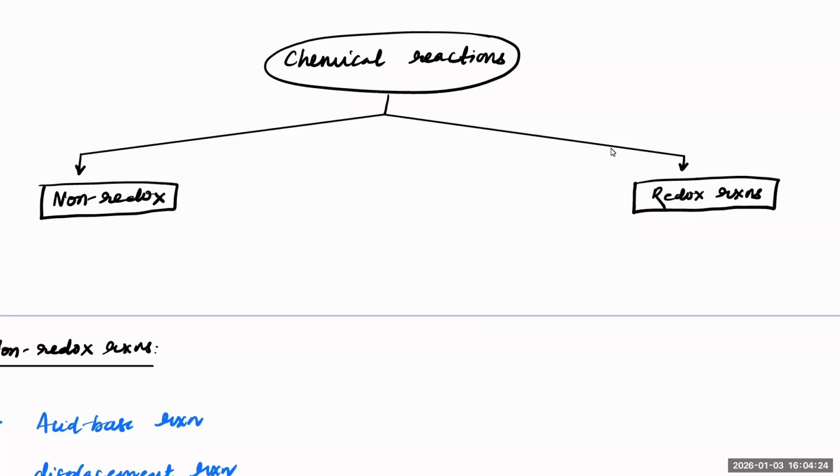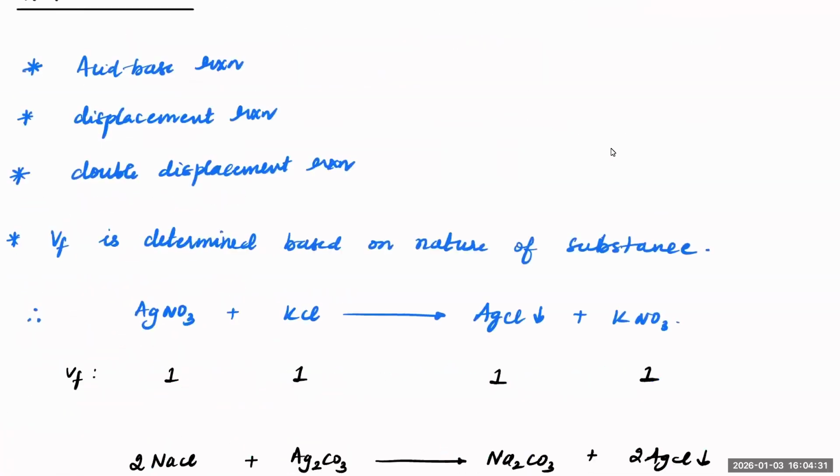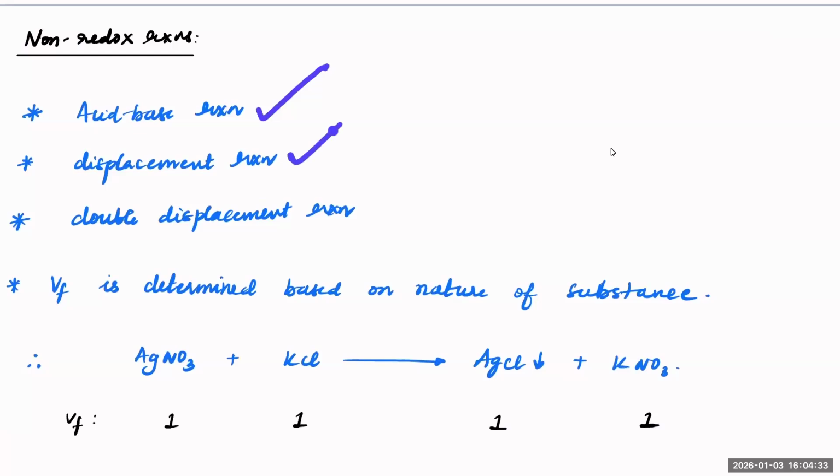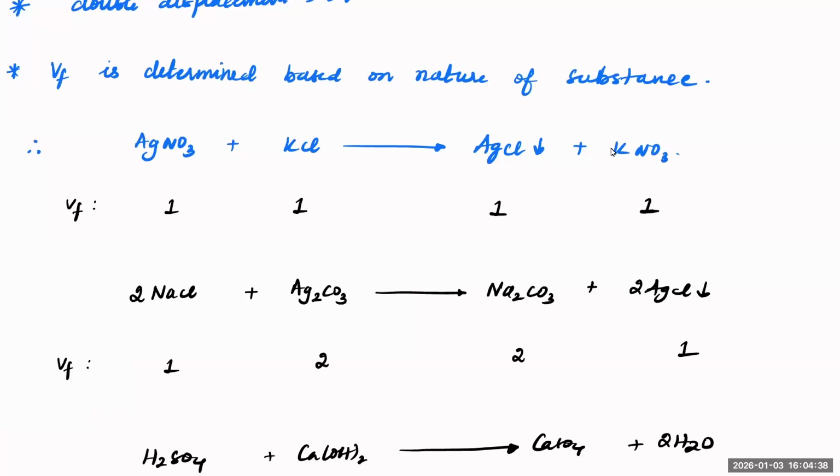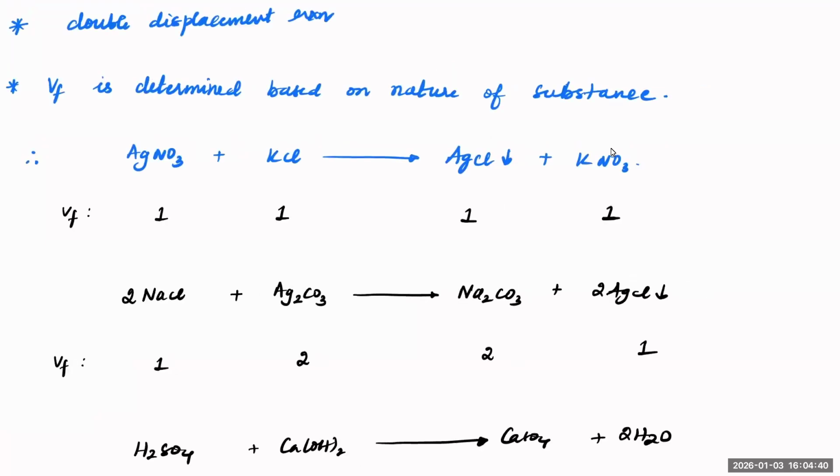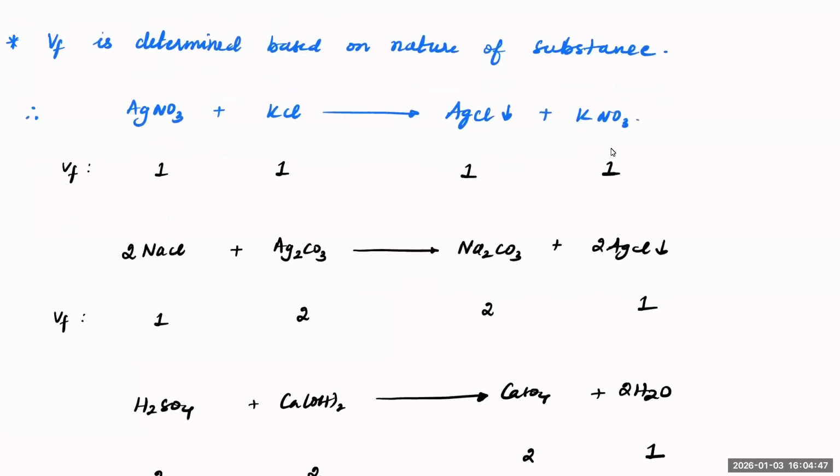We discussed this idea that chemical reactions can be categorized into non-redox and redox kind. While non-redox reactions include acid-base and double displacement types of reactions, you could notice the valency factor in the compounds is determined on the basis of the nature of that substance, whether it is an acid, base, or a salt. For example, here it is a salt, its valency factor is 1. Same logic goes to all of them.